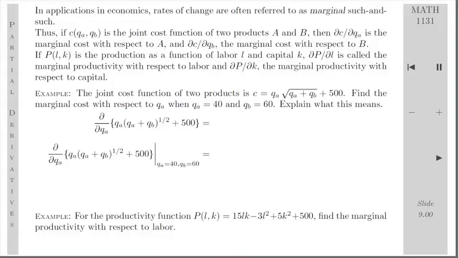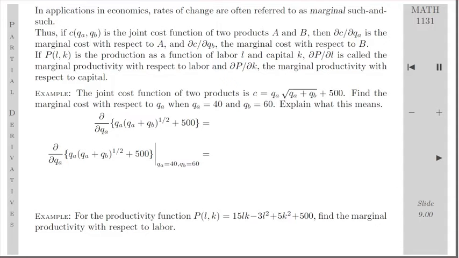Welcome. When I defined partial derivatives, I mentioned how we can interpret them as a rate of change. Just as we did in chapter 11, we can use this to talk about rates of change of one quantity with respect to another. In economics, these are often referred to as marginal such and such. So if you have a joint cost function for two products, then the partial derivative with respect to the quantity produced of each product is called the marginal cost with respect to that product.